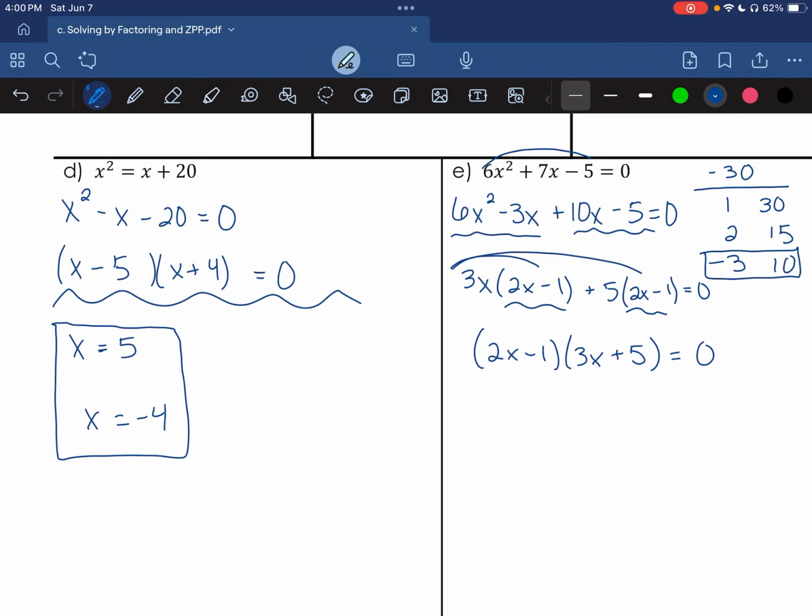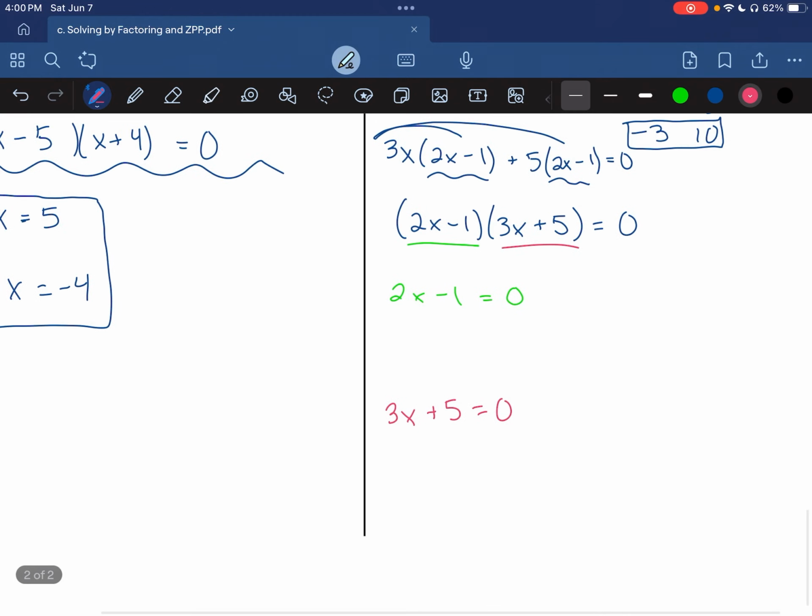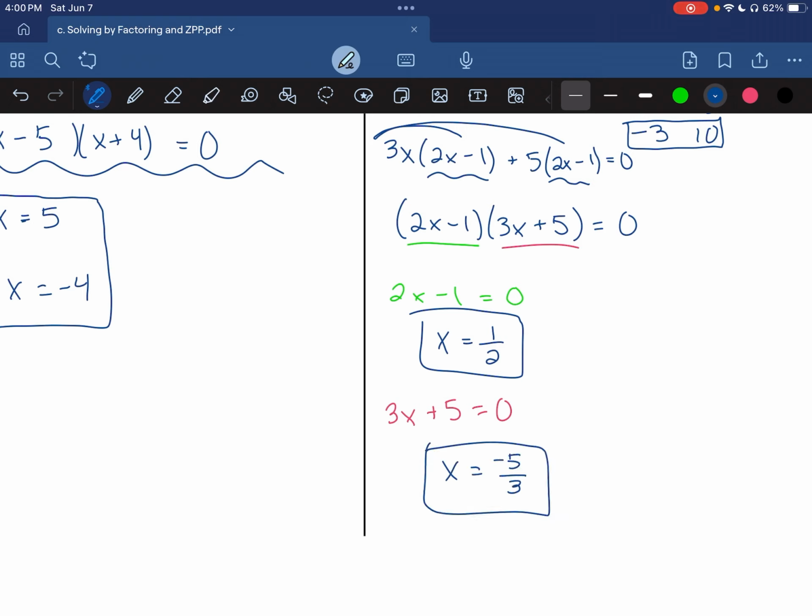So now we can set those factors equal to 0. So this is going to get us a positive 1/2. And this is going to get us negative 5/3. All right, that's it, everybody.